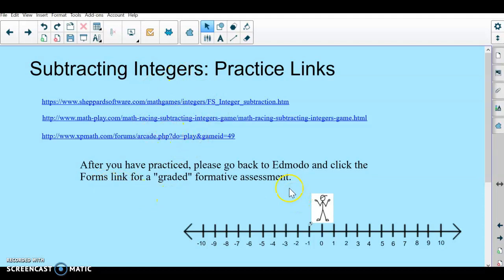After you've practiced, go to Edmodo, click the forms for the graded formative assessment, which I still have yet to make, but by the time you are watching this, it will be made.